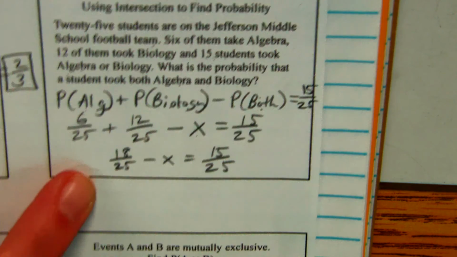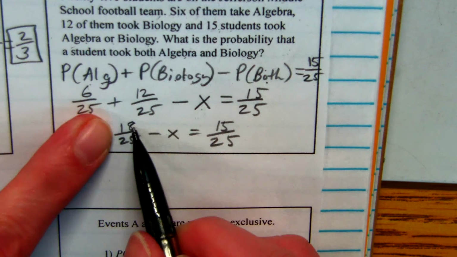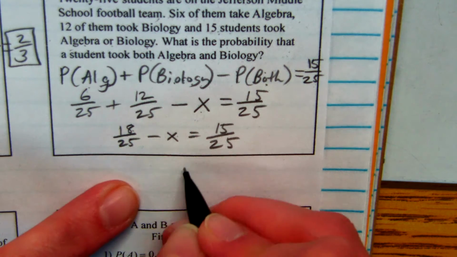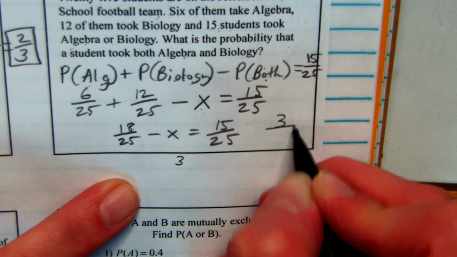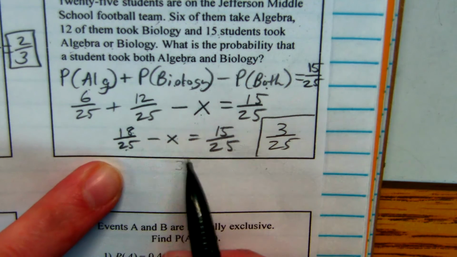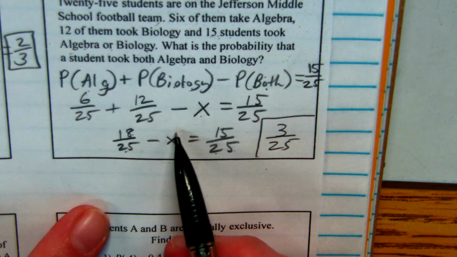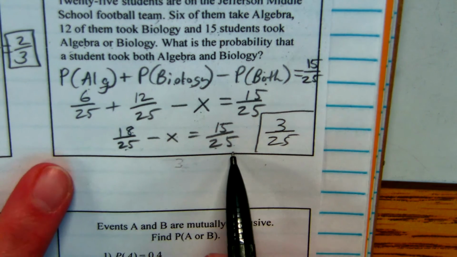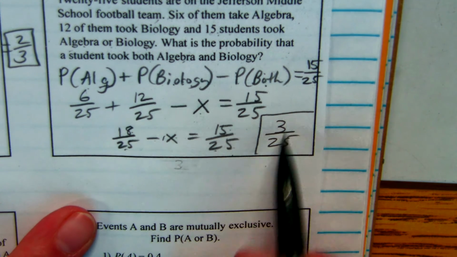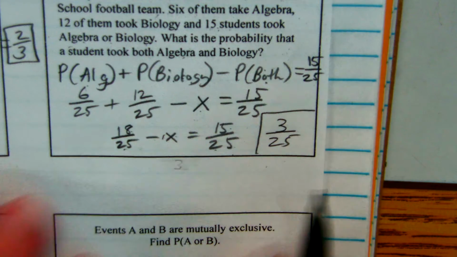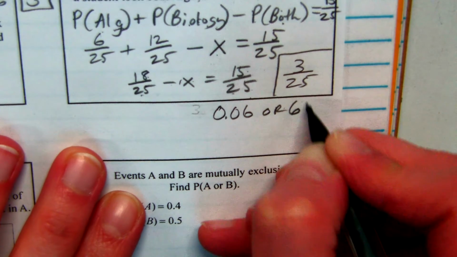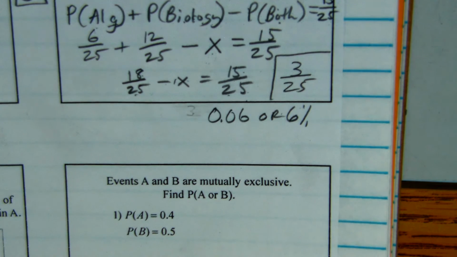So we could go all algebra-y, or we could go, okay, what would I subtract from 18 to get 15? 3. So then the probability of getting both would be 3 25ths. Does that make sense? Because you're going to keep the same denominators of 25 all the way across. So I was just using a little logic there, instead of subtracting 18 25ths from both sides, dividing by -1. We can just see it's 18 minus X is 15. So it's 3 out of 25. Or you could write that as 0.06, or you can write that as 6% if you want to compute that.